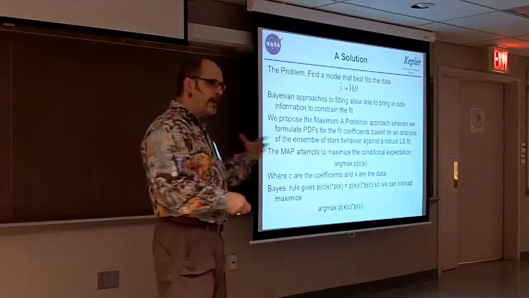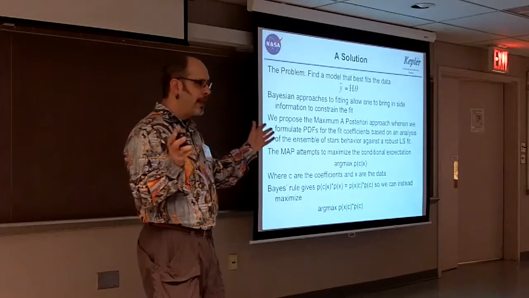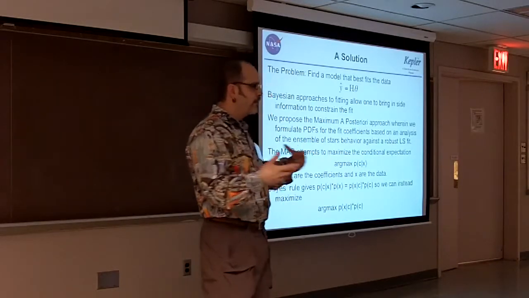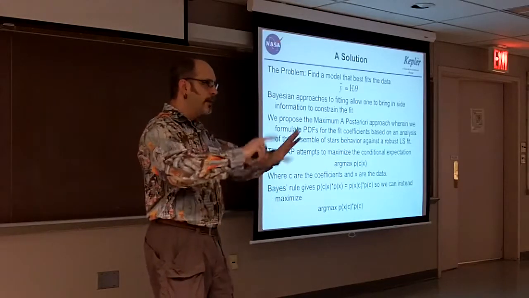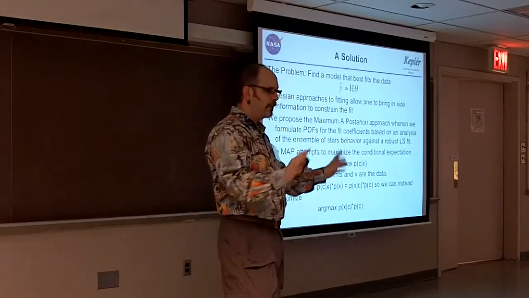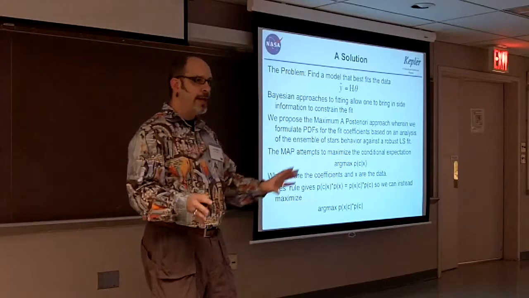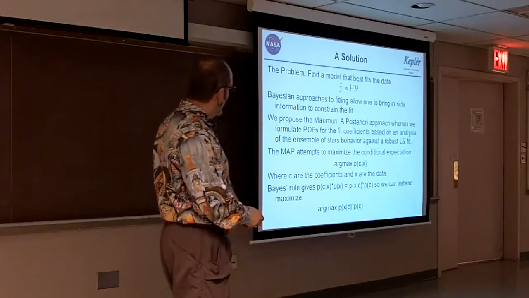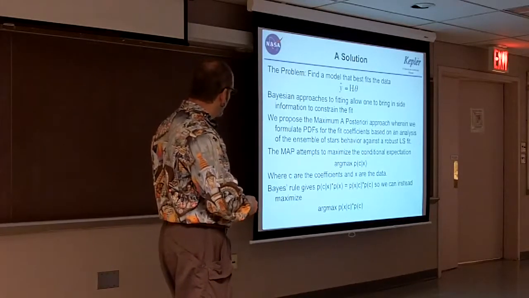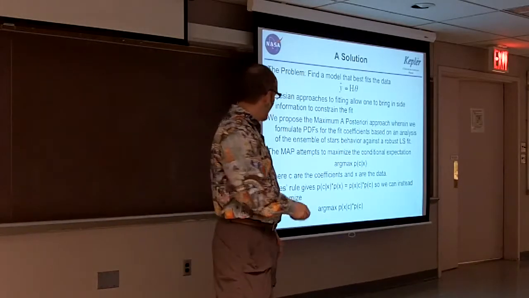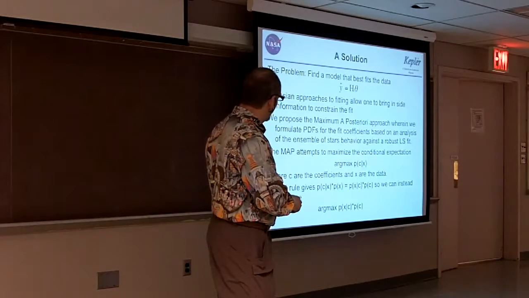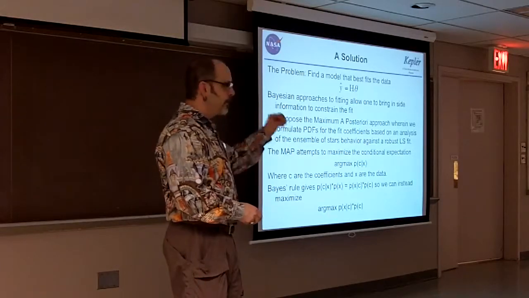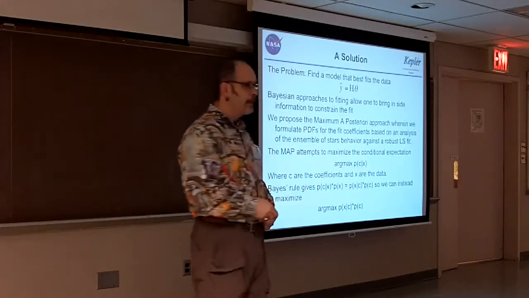What we'd like to do is bring in side information, because the power of Kepler is that we have up to 170,000 targets. And on each detector, we have approximately 2,000 targets. So we can look at the behavior of the stars as an ensemble to try to constrain what the coefficients are for the fit. And I think a really good way of doing that is to use the maximum a posteriori approach. What you're trying to do is maximize the probability for a given set of coefficient values given the data that you're handed.